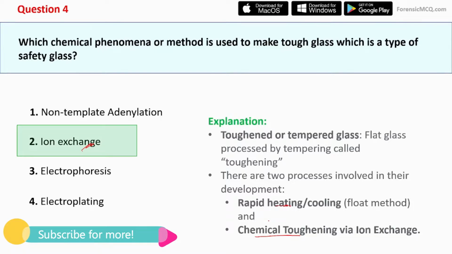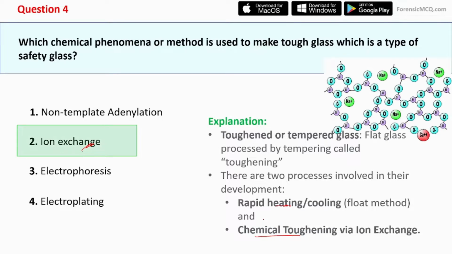So the most common is replacing sodium ions with potassium ions. Let's check it with this. As you see, it is an example of soda glass and it has sodium ions. So in the ion exchange method, these sodium ions are replaced with potassium ones. So what does it do? Similar to the rapid heating and cooling method, this transition from sodium to potassium ions creates a compression strength, which again results in toughening.